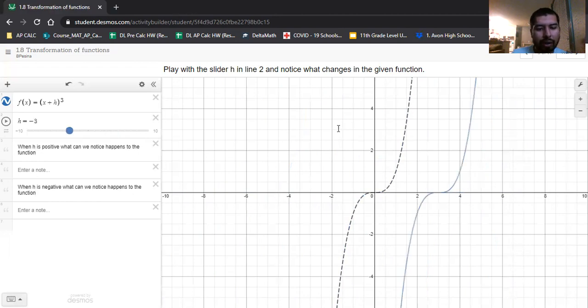So this is something very important that I need you to know. You hopefully remember from Algebra 2 that whenever h is positive, it does the opposite of what you think. So if it is positive, it goes left. And if it is negative, it goes right.